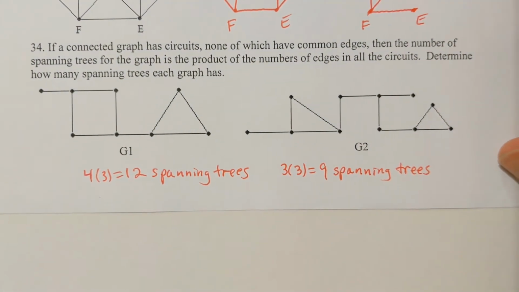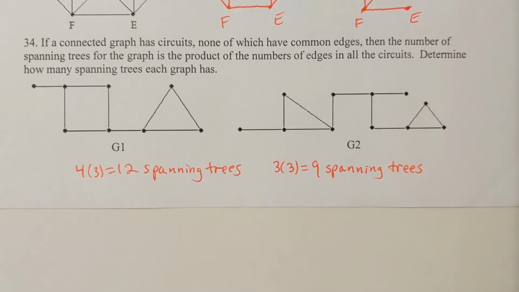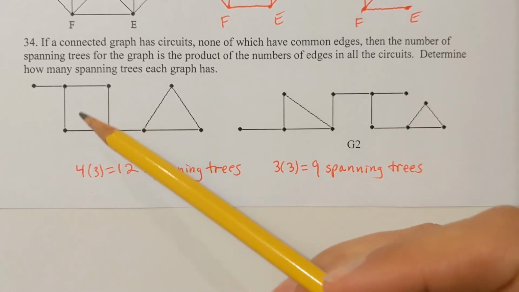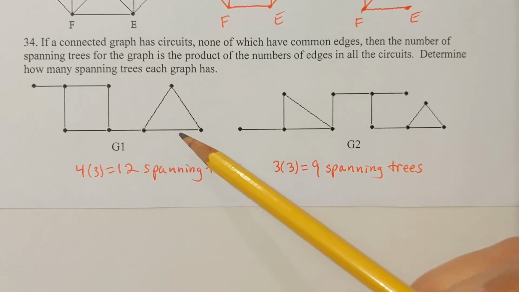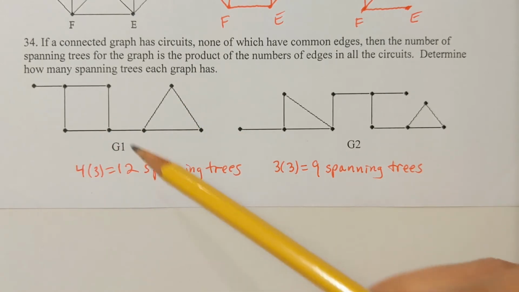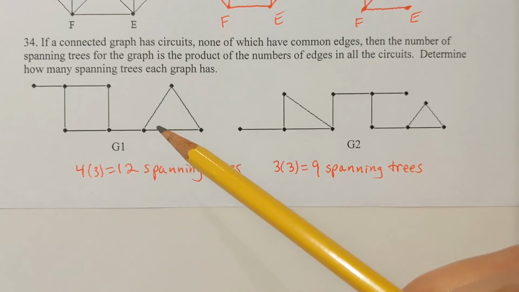Problem 34 says that if a connected graph has circuits, none of which have common edges, then the number of spanning trees for the graph is the product of the number of edges in all the circuits. Determine how many spanning trees each graph has. So here's a circuit. There are 4 edges, and here's another circuit. Here's 3 edges, so 4 times 3 gives us 12 spanning trees total on this graph.